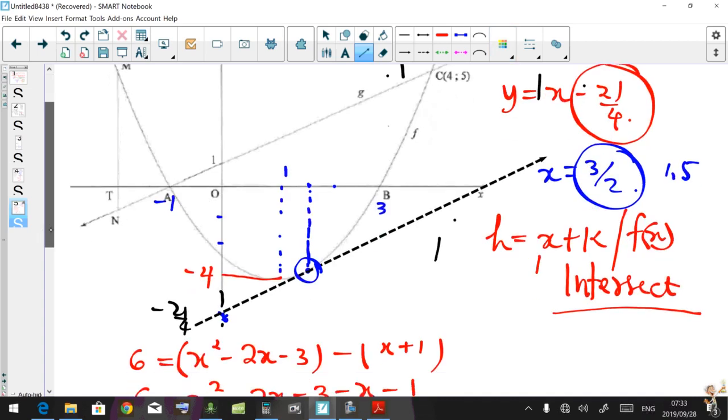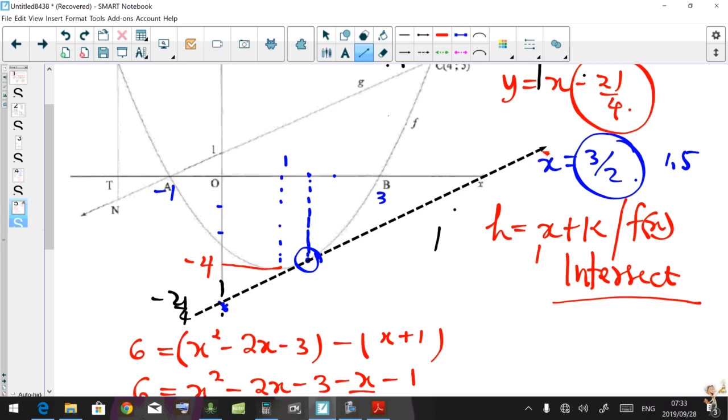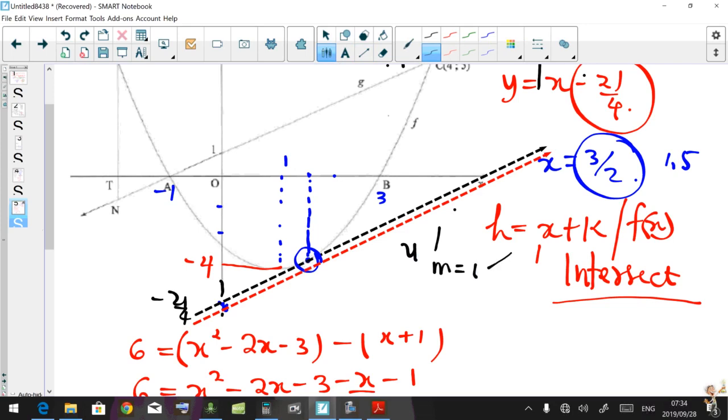This line must actually be here. Do you notice these lines are parallel? Yes, they are parallel. The fact that they are parallel means that my gradient is equal to 1 there. What does k stand for? That's my y-intercept. Do you notice that my y-intercept is any number below negative 21 over 4? Because whatever line I draw will always be below that line. Can you see that the straight line, the red line, and my parabola are not intersecting? Therefore, what is my k? My k can be any value, but that value must be below negative 21 over 4. Less than negative 21 over 4.